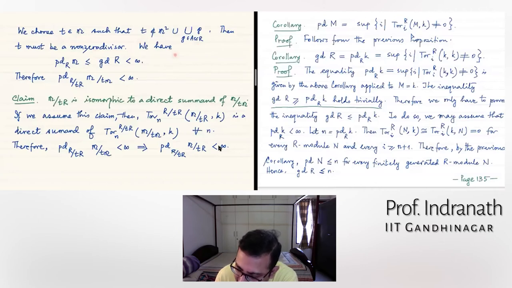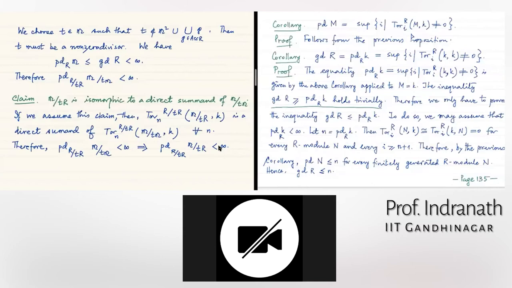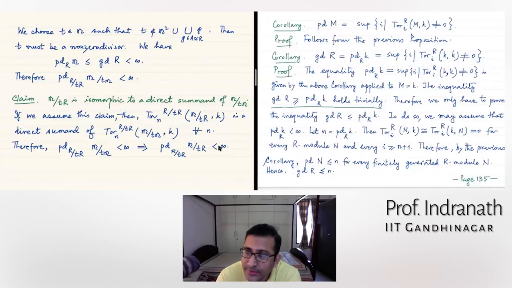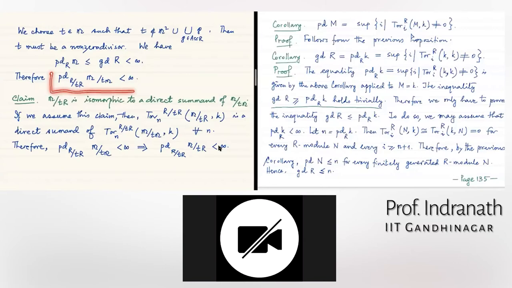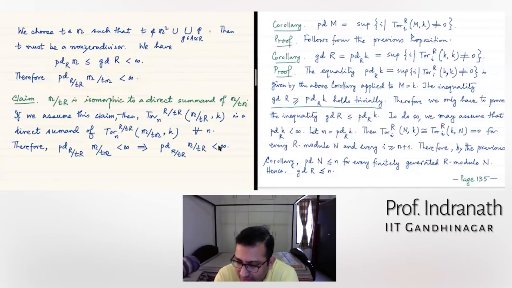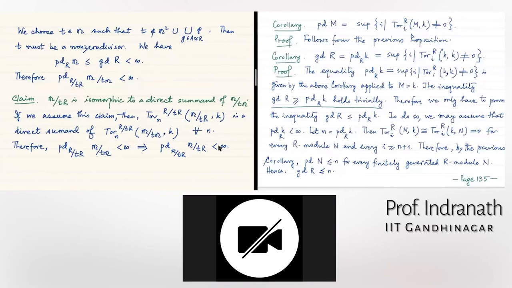So we have, therefore, this is less than infinity. Is this clear? Is this inequality clear to all of you? The projective dimension of M over R is less than or equal to the global dimension, and that is finite. What makes us say this? It's the supremum. Global dimension is the supremum. Therefore, you have this. And now, why this? How are we suddenly going to this? Are we using T here? Yeah, T is a non-zero divisor, so going modulo T will not change the projective dimension.